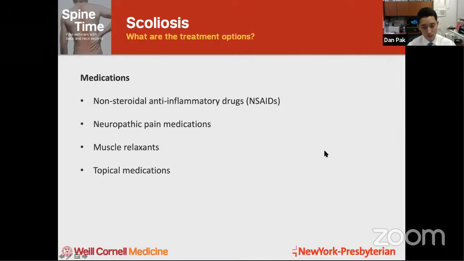A lot of the patients with scoliosis also have pretty symptomatic muscle spasms, and so muscle relaxants can also be utilized for these patients, and topical medications whenever appropriate as well. Next.